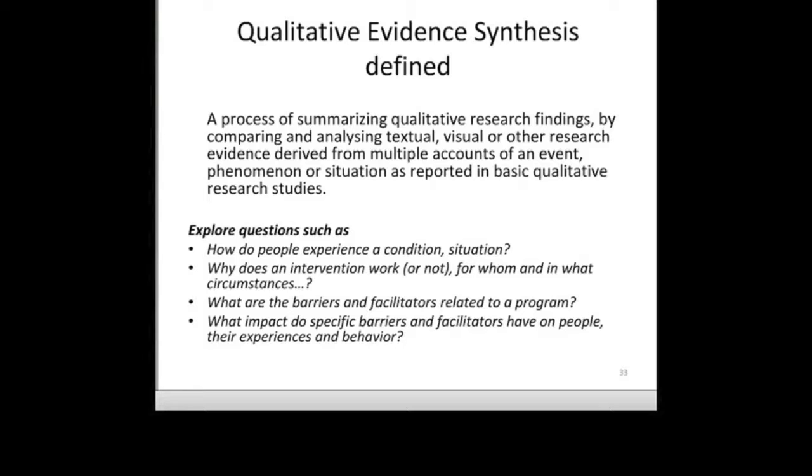Now, what these qualitative evidence syntheses can do is explore questions such as how do people experience a condition or a situation? And I think I've just shown that through the examples we've discussed. Why does an intervention work or may not work? For whom? In what particular circumstances does it work or not work? What are potential barriers and facilitators related to a program you're trying to implement? And what impact do specific barriers and facilitators have, not only on the program, but also on the people, their experiences, their behavior?